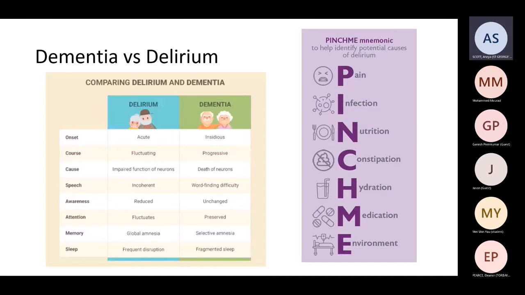And then PINCH ME is this mnemonic that's used to help identify the causes of delirium. So delirium can be caused by pain, can be caused by infection. Infection is really common in hospitals for people to become delirious with infections. Nutrition, constipation, hydration, medications, and the environment as well. So for a lot of people, changing environments can trigger a delirium.